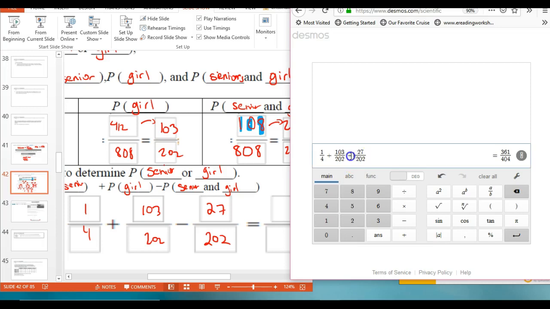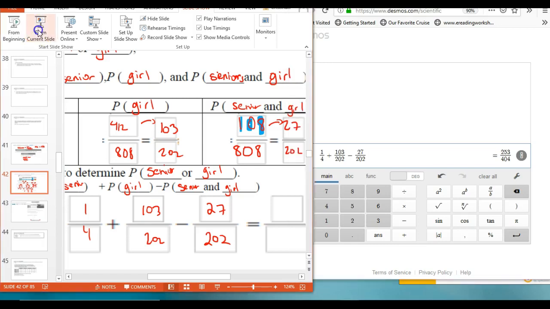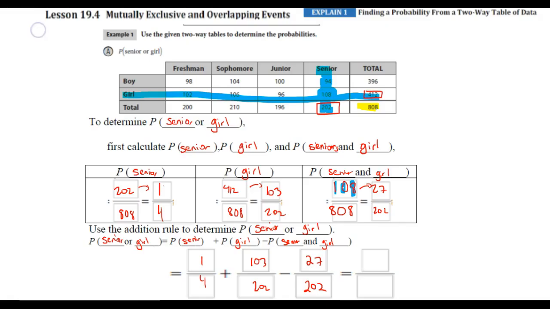Oh, sorry. That's supposed to be a minus, isn't it? Yes, it is. And as you can see, that would be 253 over 404. So let's go ahead and record that on our piece of paper right here. So that would be 253 over 404.